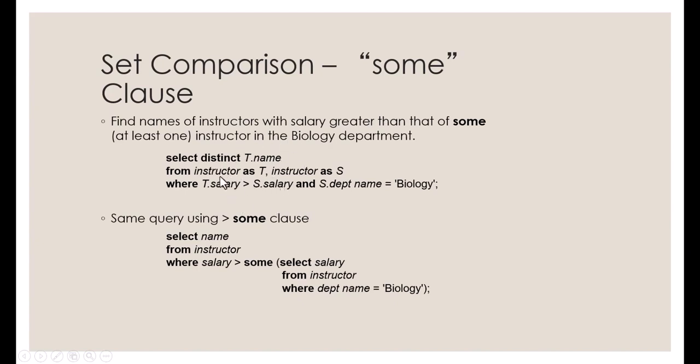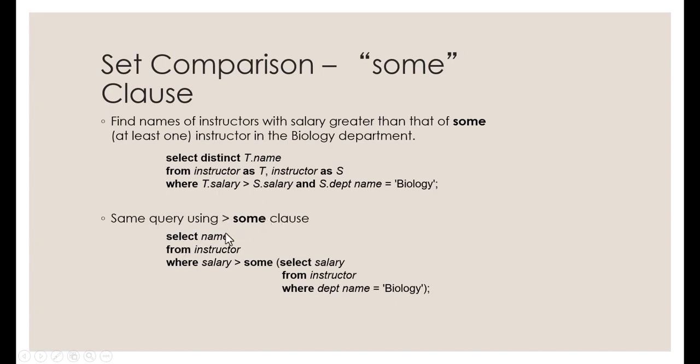Here you don't have to specify that T.name is not equal to S.name, meaning T and S are two different people. We don't have to specify that because we have the condition where T.salary is greater than S.salary. If they were the same person, their salary would be the same, so this would not satisfy and that would not be returned. We can also do the same exact query using the some clause.